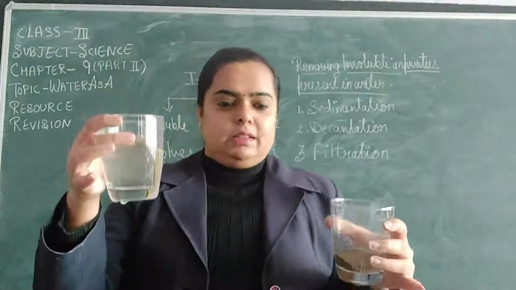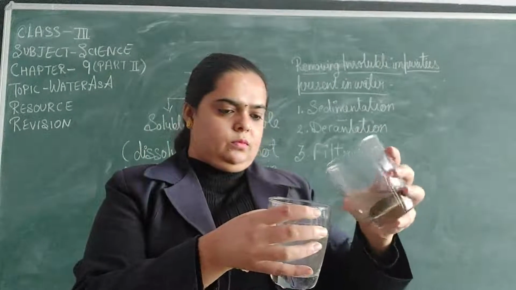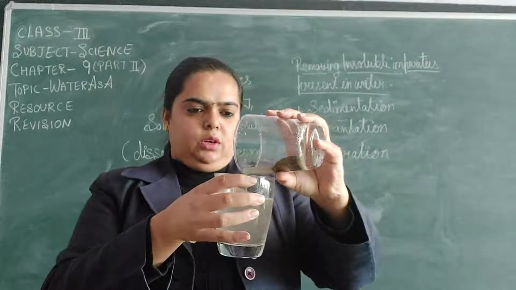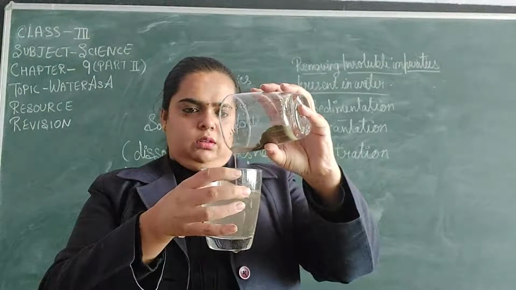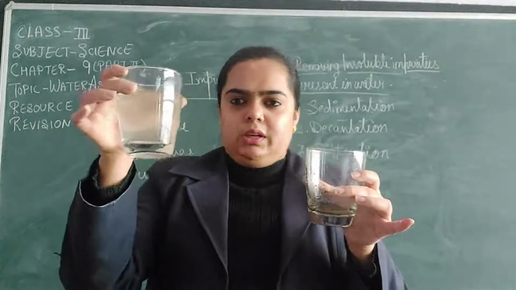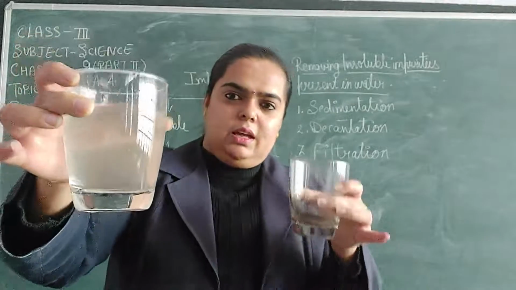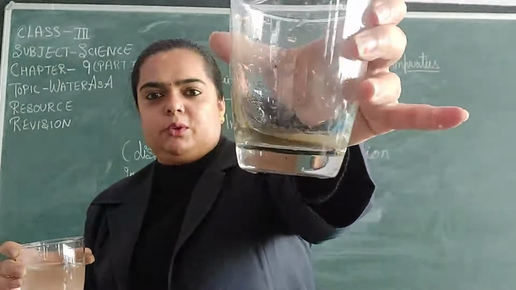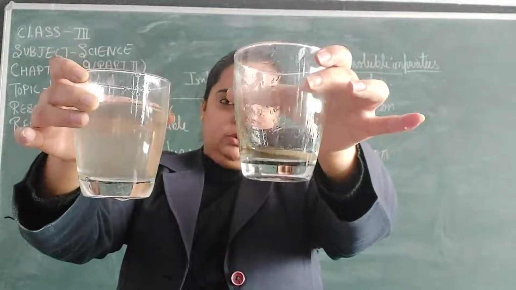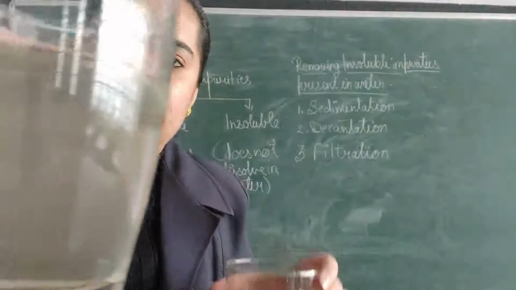See, what I did is I poured the clean water into another glass. Okay, so the clean water is here in the other glass and the insoluble impurity is here. You can see it. See, this is the water and this one is the insoluble impurity.